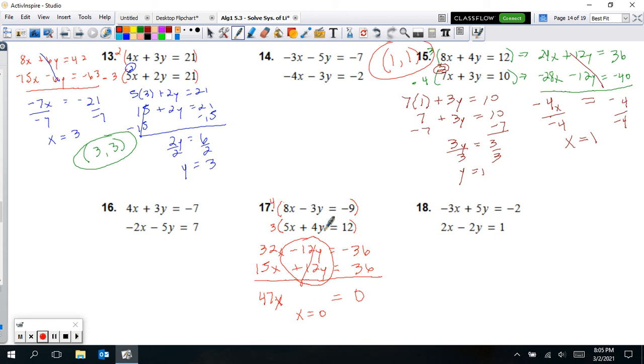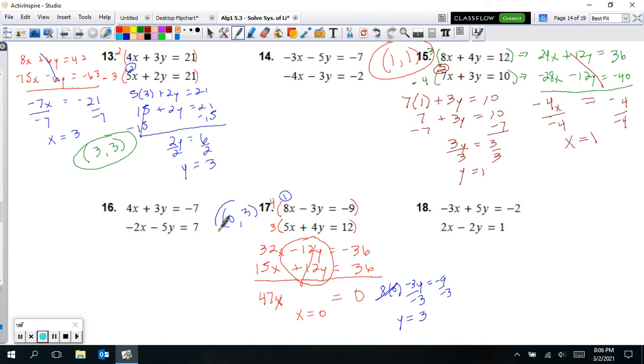So if x is 0, plug in 0 for one of these up here. And I'll go ahead and use blue. And I'll just put it on the side. I'll choose number 1 this time, equation 1. And so for that one, put it kind of down here, 8 times 0, and then minus 3y is equal to negative 9. So this cancels out because 8 times 0 is just 0. And now you just have negative 3y equals negative 9, divide by negative 3. So y is equal to negative 9 divided by negative 3, that's a positive 3. So our answer for 17 here, x is 0 and y is 3.